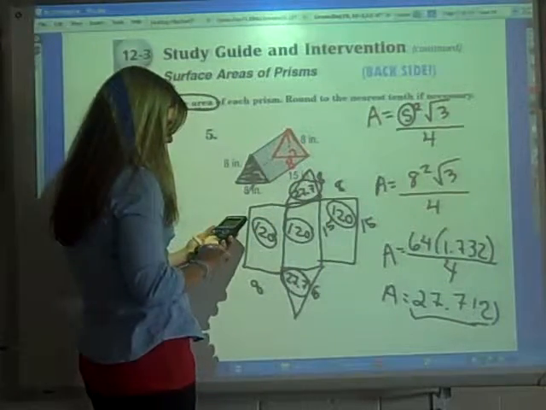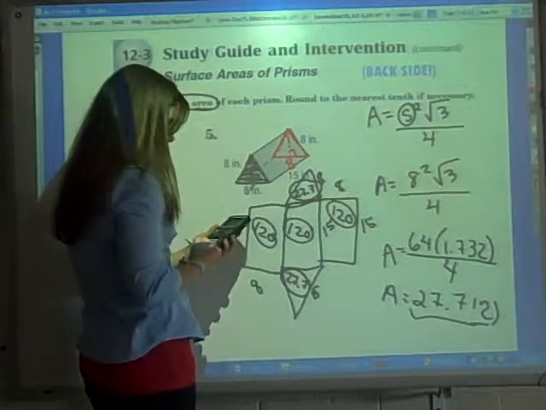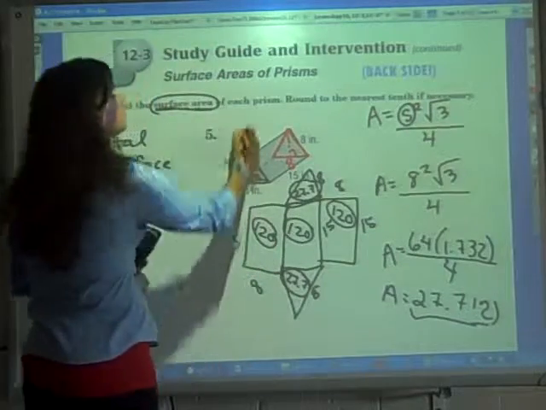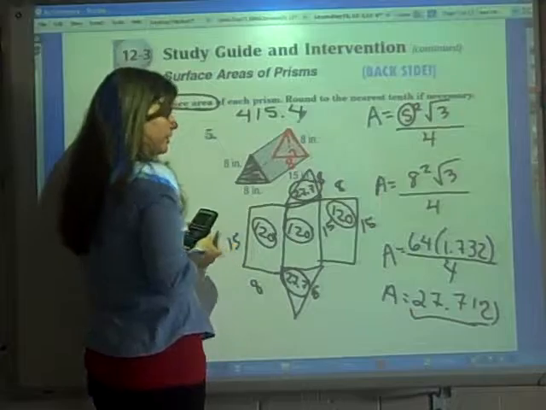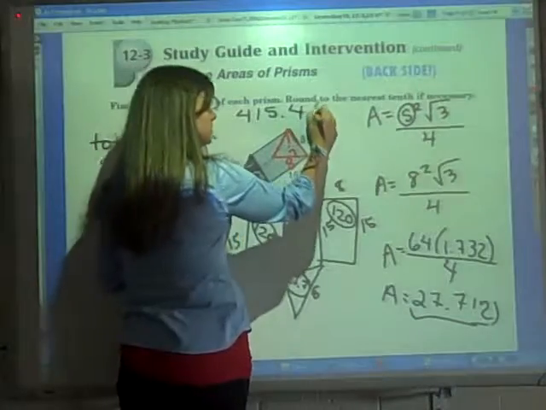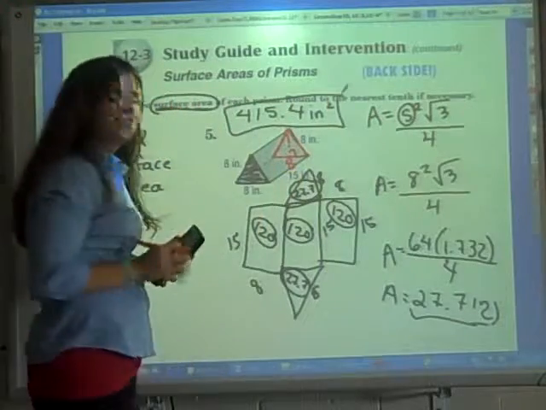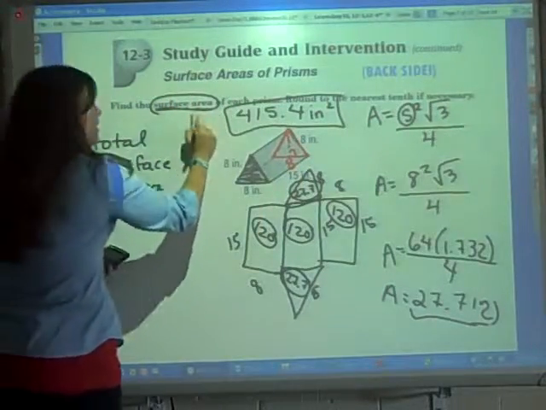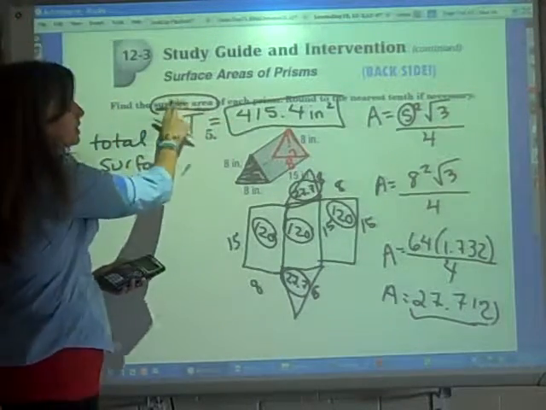Let's just add together 120 plus 120 plus 120 plus 27.7 plus 27.7. When you do it, check and see, do you get 415.4? Let's finish it out with inches squared. That is your total surface area. And they will use a capital T to represent total surface area.